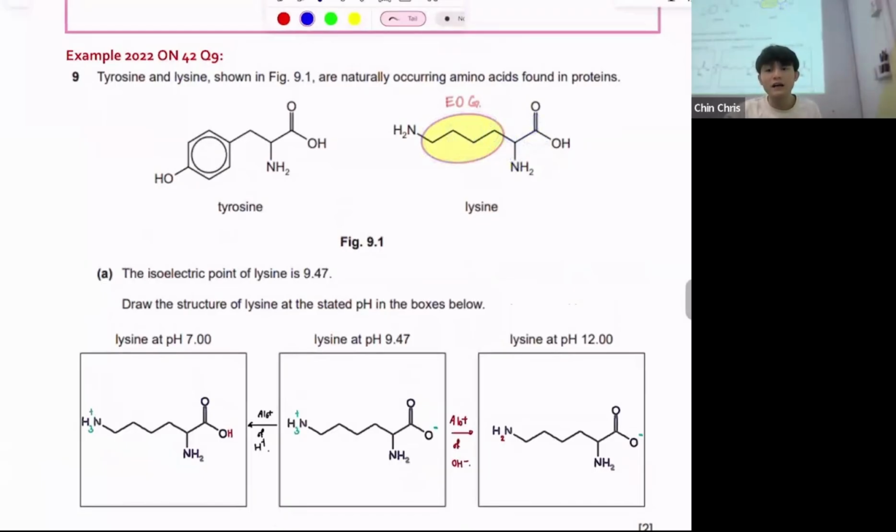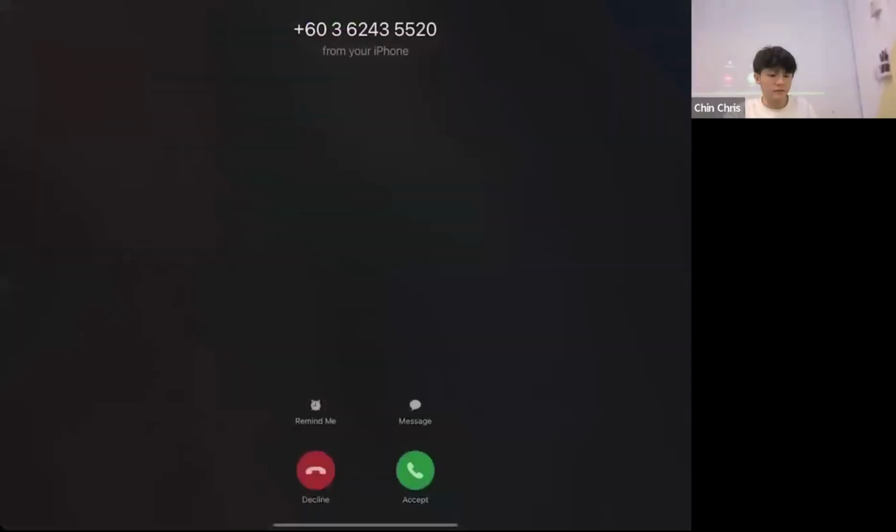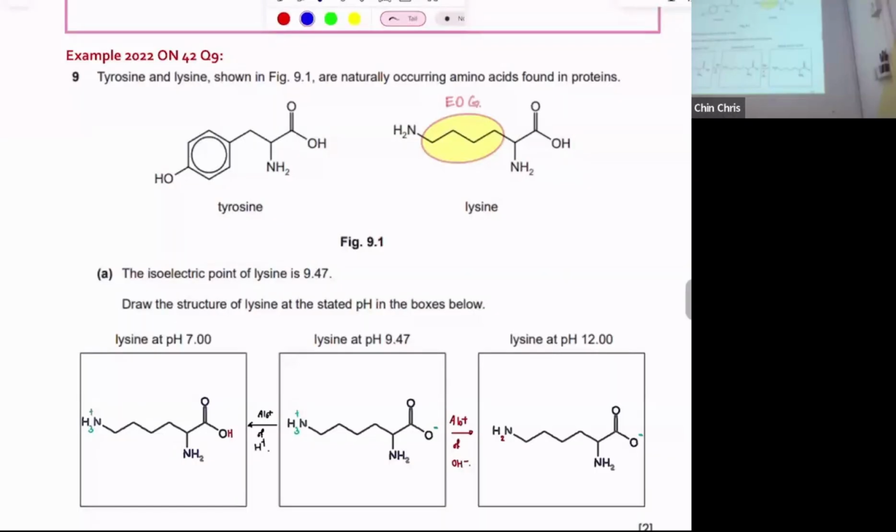Oh, because the pH is not low enough. Because it's still near neutral, it's not low enough to protonate your other NH2. Because at pH 7, your amine will not react. Understand? So at pH 7, your amine will not react. Okay, let's go.